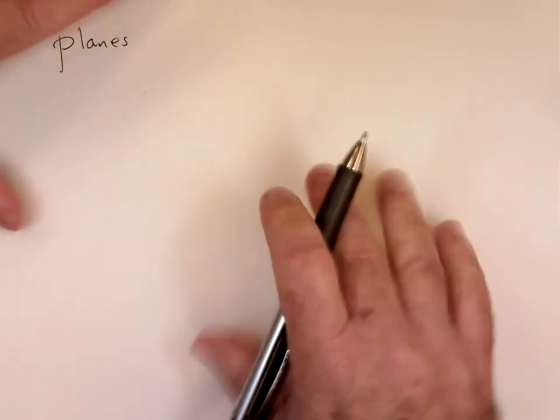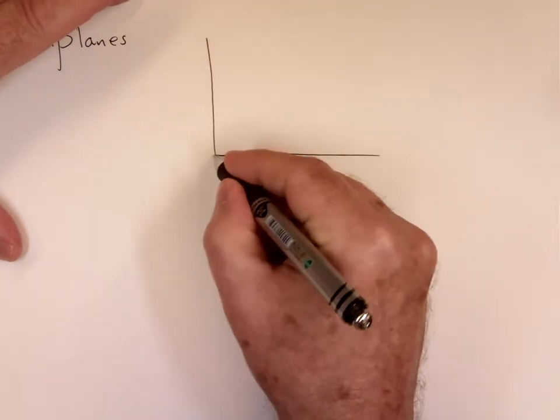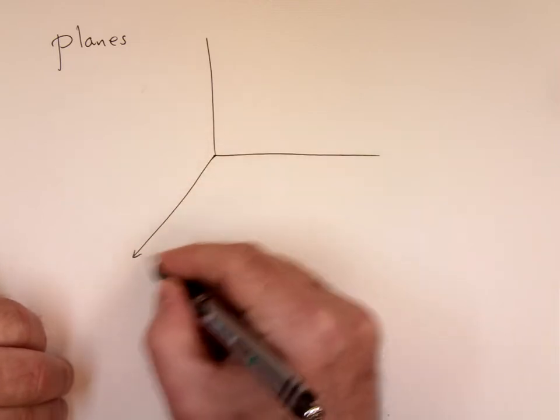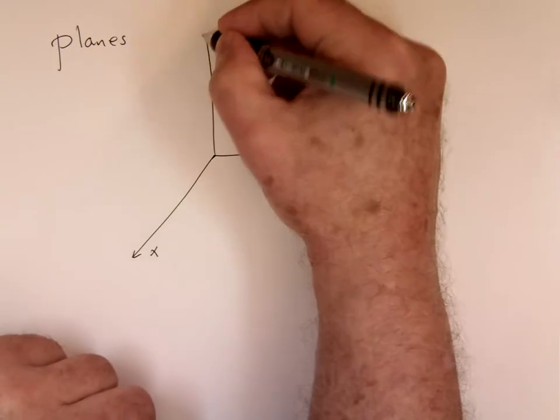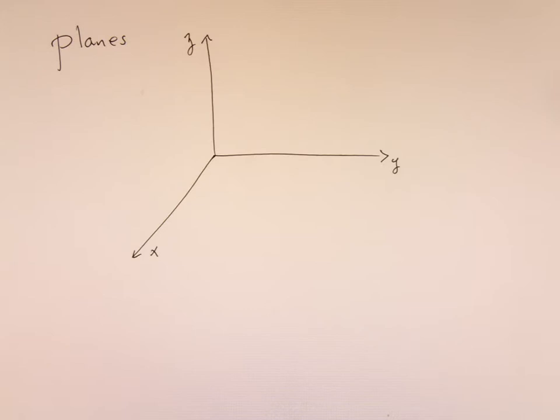Let's see, how are we going to define a plane? Let's do it this way. It's got an aerofoil. I thought it was a larger area. It's just average.